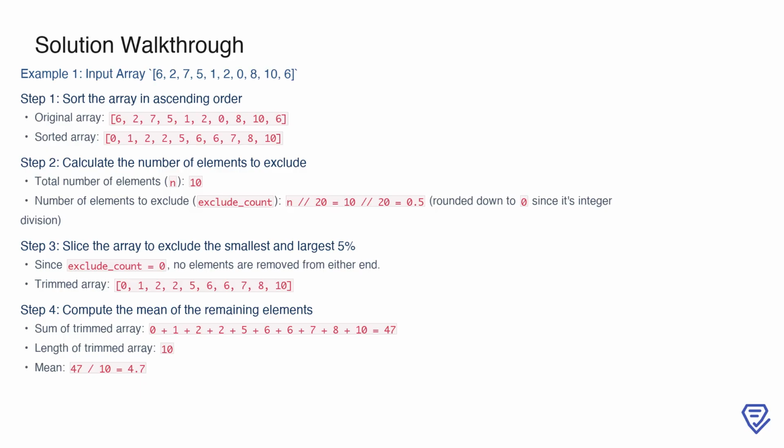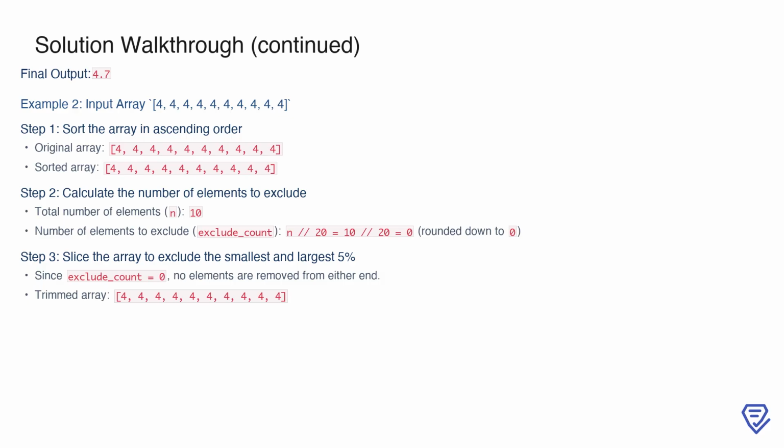Finally, we compute the mean of the remaining elements. Adding up the values in the trimmed array gives a total sum of 47, and since there are 10 elements, the mean is 47/10, which equals 4.7. The final output for this example is 4.7.